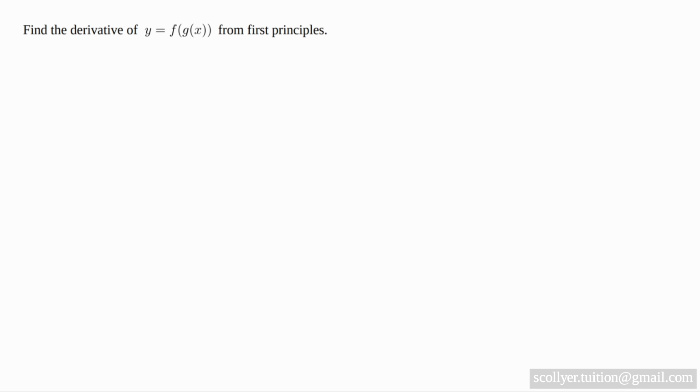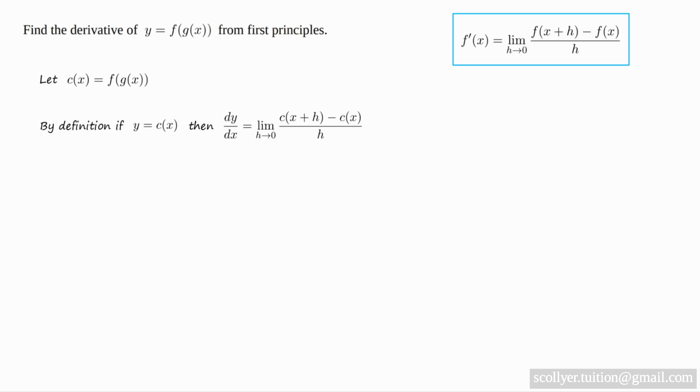Find the derivative of y equals f of g of x from first principles. So we let c of x equal f of g of x, and then by definition we have that dy by dx equals the limit as h tends to 0 of c of x plus h minus c of x over h, and we have corresponding definitions for f dashed of x and g dashed of x.